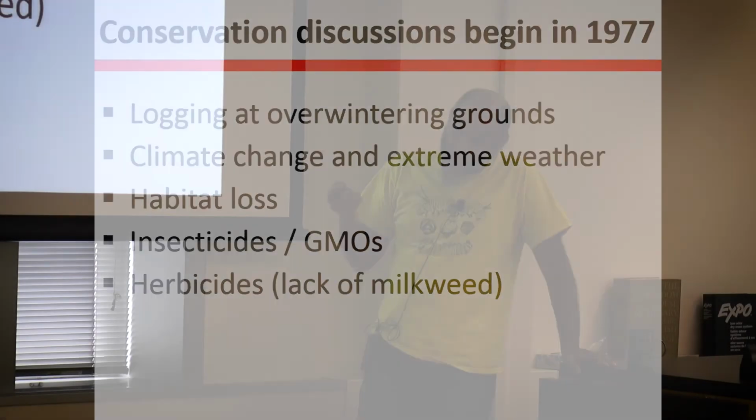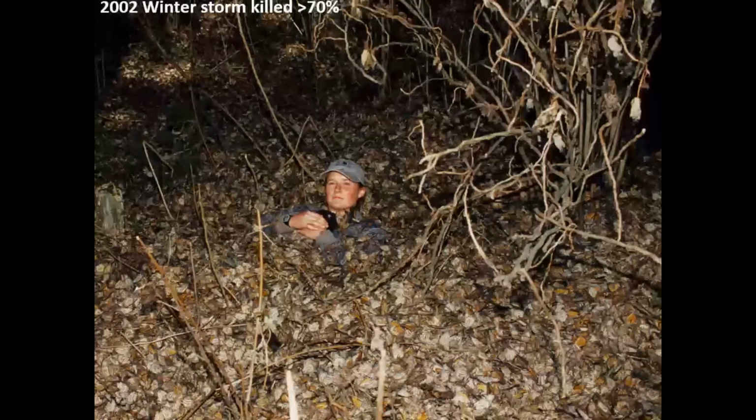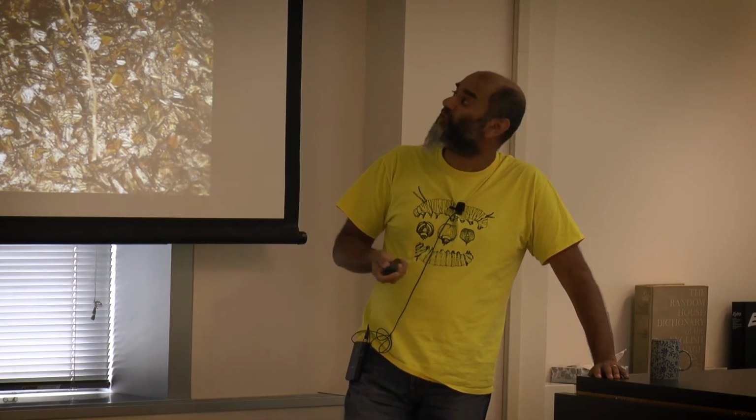Climate change did not really creep into the discussion until the 80s, but it did then. Habitat loss, insecticides and GMOs, herbicides, which are chemicals that are not killing the monarchs directly, but are killing plants, milkweeds in farm fields, that may be responsible for reducing their populations. Big winter storms can result in literally tens, if not hundreds of millions of monarchs falling off trees, many of which die. And the picture, any way you slice it, is not good.